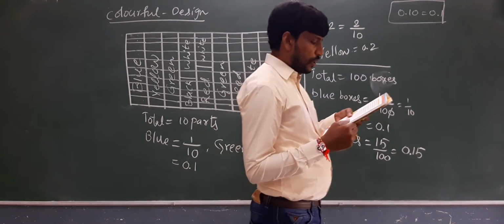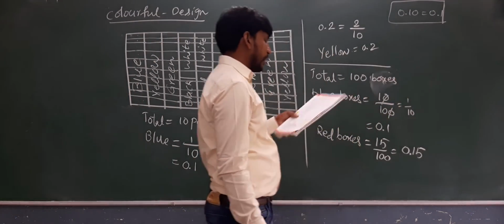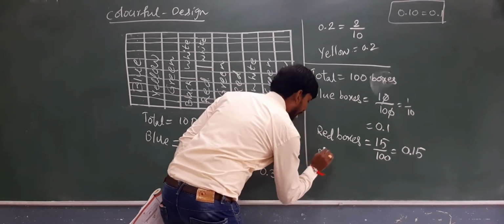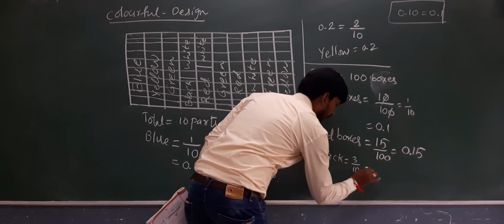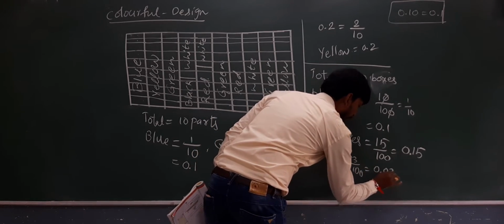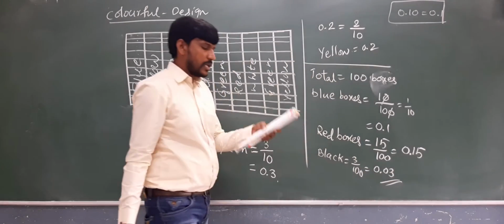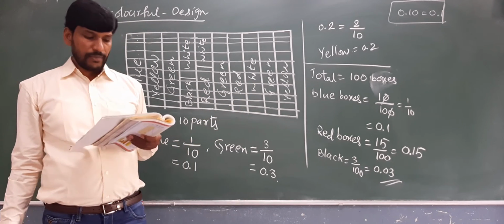Okay. Now, how can you write 3 by 100? Black is equal to 3 by 100. This can be written as 0.03. 0.03 of the sheet is black.